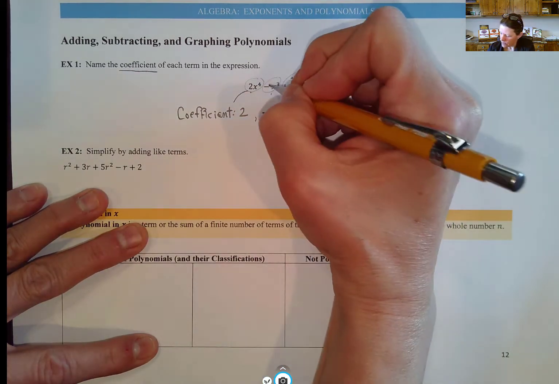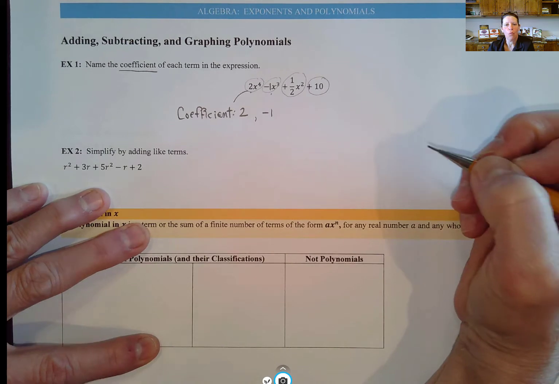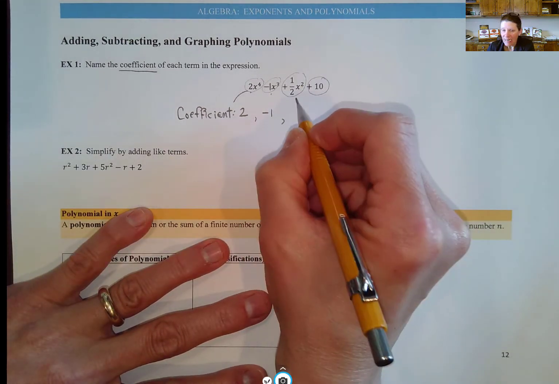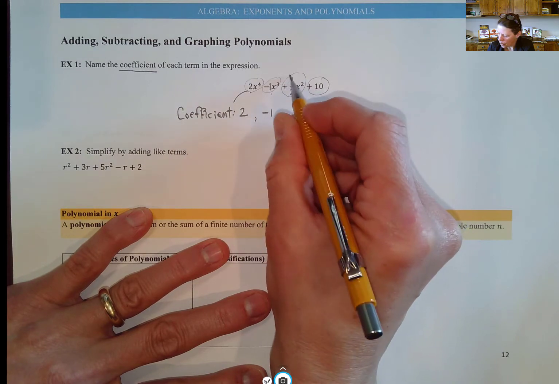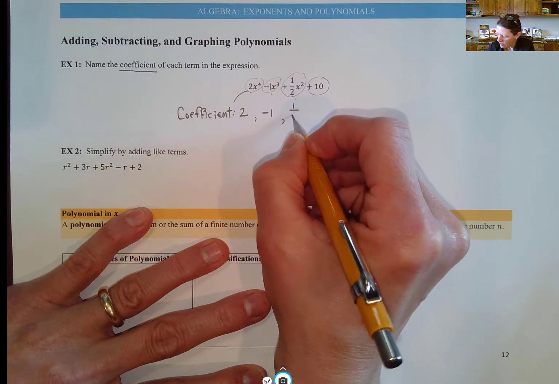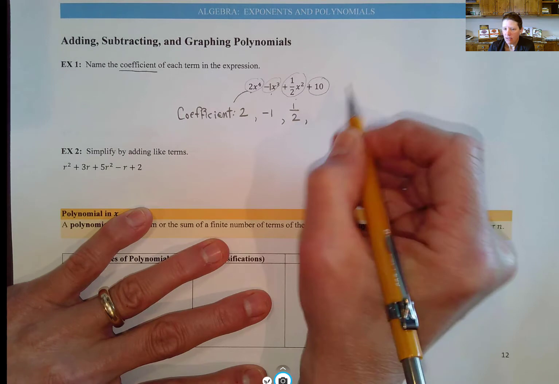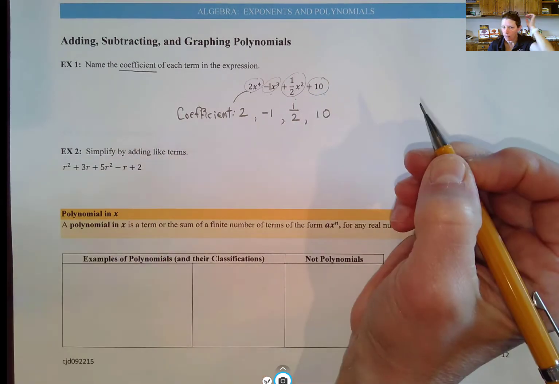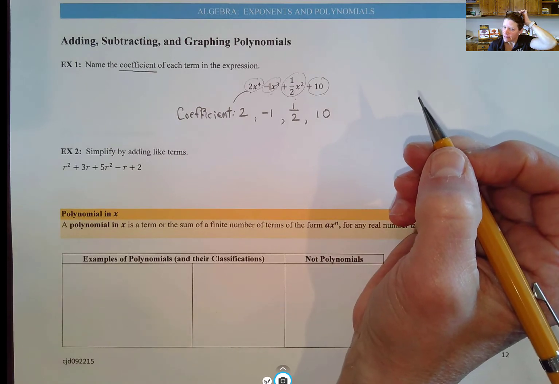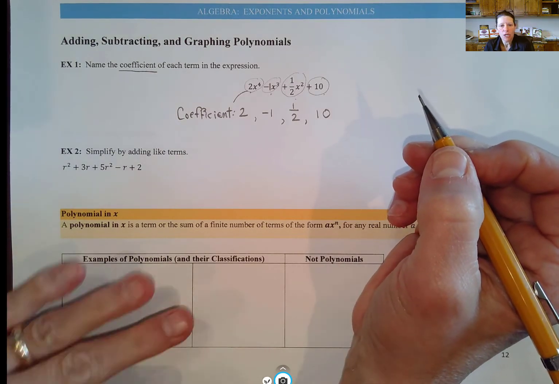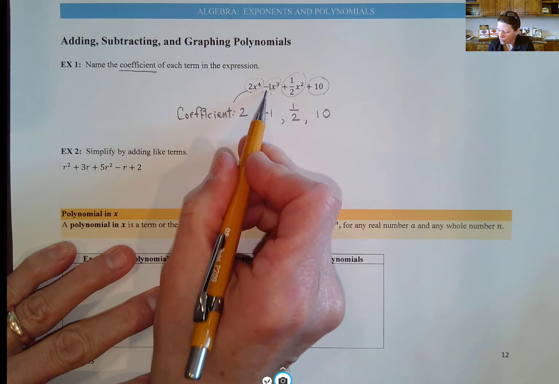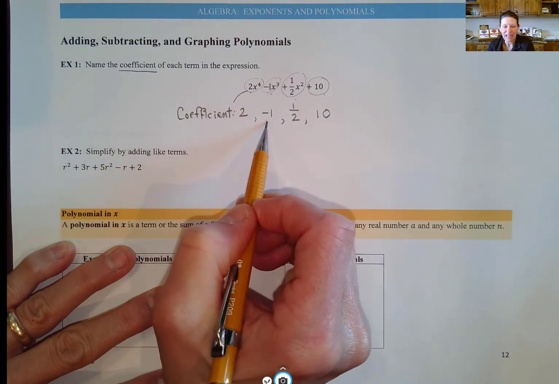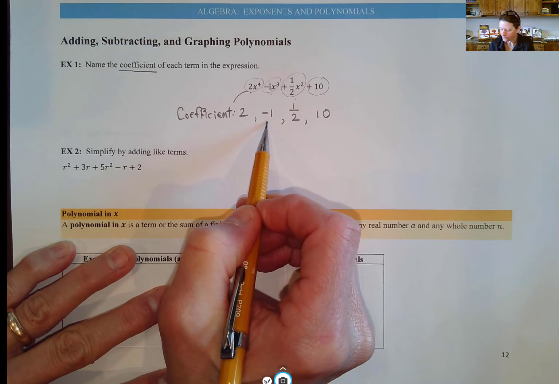Okay, you can envision a -1 in front of that x to the third. Our next term, 1/2 x squared, has a coefficient of 1/2. And our last term is a number only, so you might say it's a coefficient term unto itself, and that is +10. Remember to take your signs with the coefficients. For example, with this second term, that coefficient is -1, not just 1.